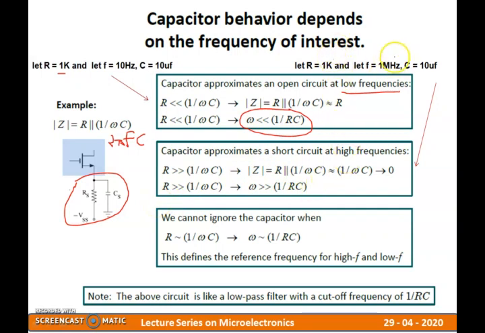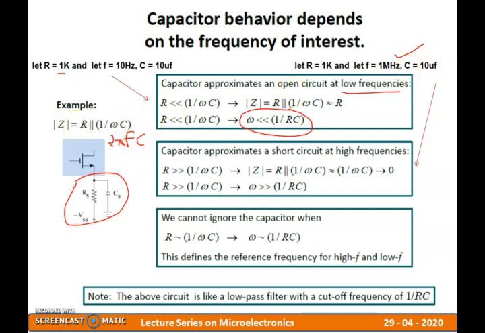The same case is applicable when I talk about high frequency. Again, let me take an example of this. At high frequency, my F will be very large. So I have taken 1 megahertz. C value I kept as 10 microfarad only. R I have kept as 1 kilo only. Now F into C: 1 mega into 10 micro will fetch me a value of 10, as mega and micro cancel out. So 1 over 10 will be 0.1.